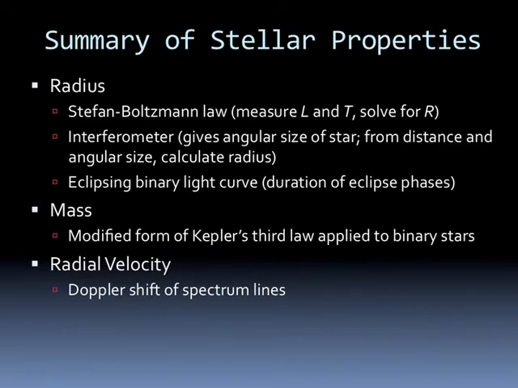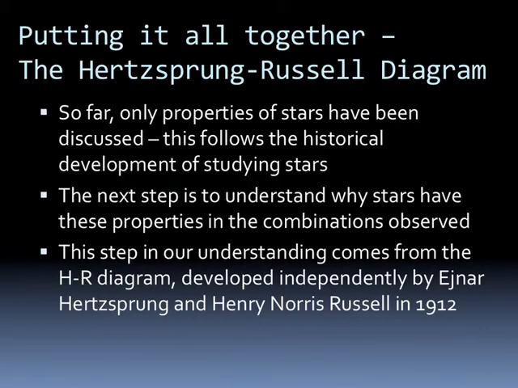Mass, we use Kepler's third law applied to binary stars. And radial velocity, looking at the Doppler shift of the spectral lines. So all this information is determined just by looking at the light of the stars. Now, we've done this. We've measured all these properties of all these different stars. Now we're trying to get a big picture. How do we put it all together?